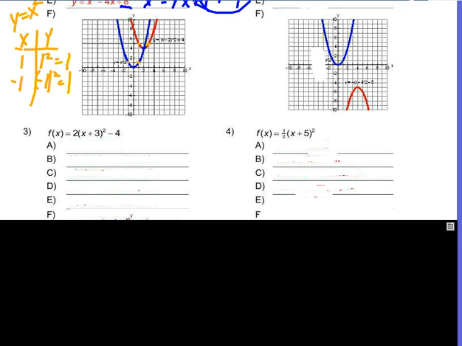All right, so we're going to try to answer these same questions for this next equation. So real quick, we're going to decide if it reflects or not. Again, there's not a negative out in front, so there's no reflection. This thing's going to open up for sure because it's positive out in front.